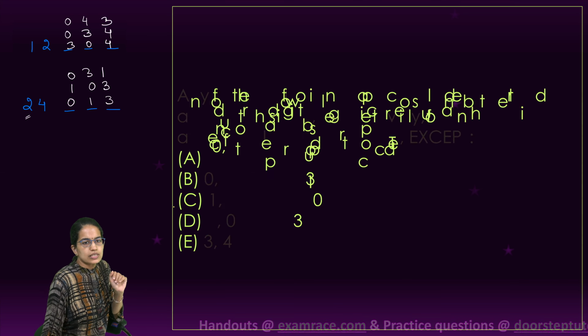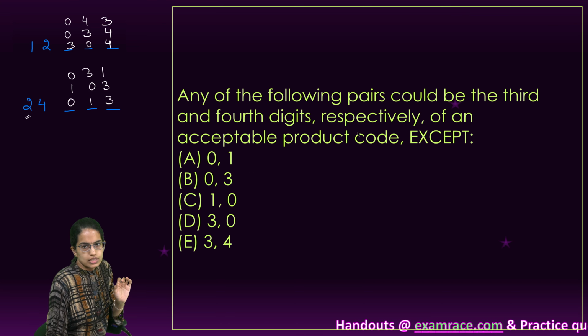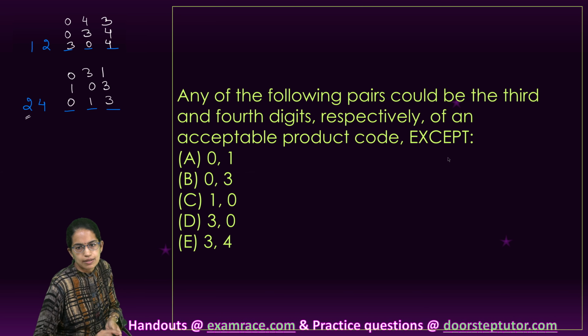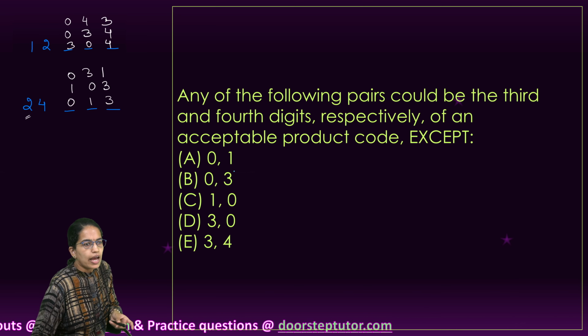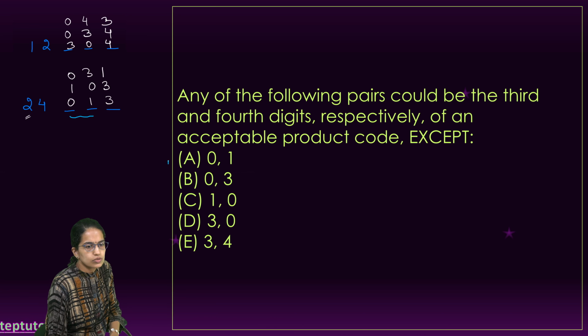The next question. Any of the following pair could be the third and the fourth digit respectively of the acceptable product code except. Now here, what can be the possibilities that we can have? Now here, 0 and 1 pair is going, so it's correct. So 0 and 1 goes in this case, so it's correct. 0 and 3 goes in this case, so again correct.